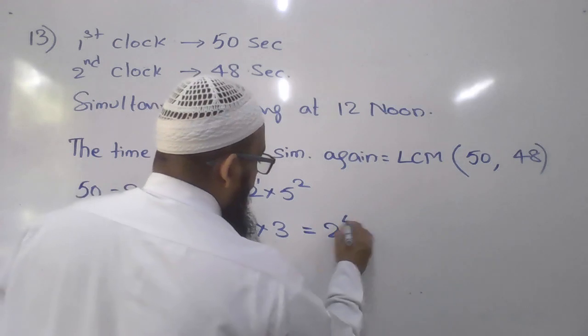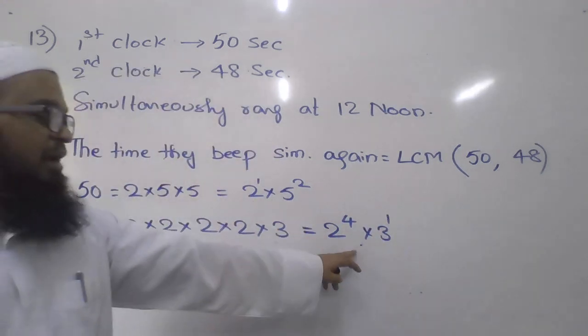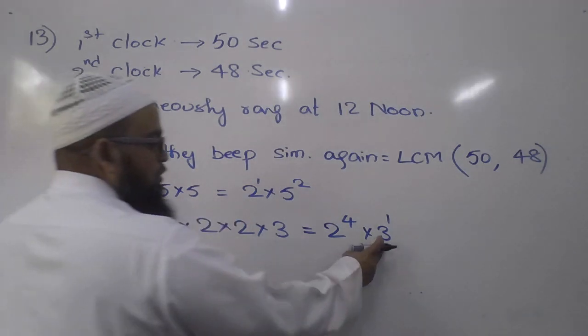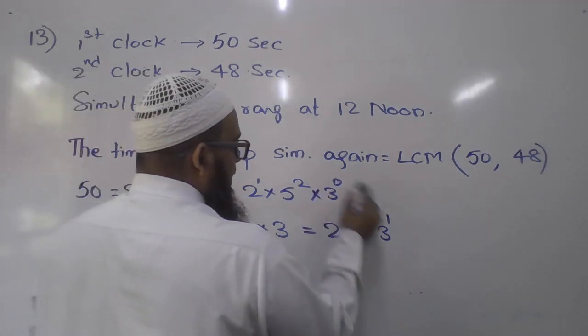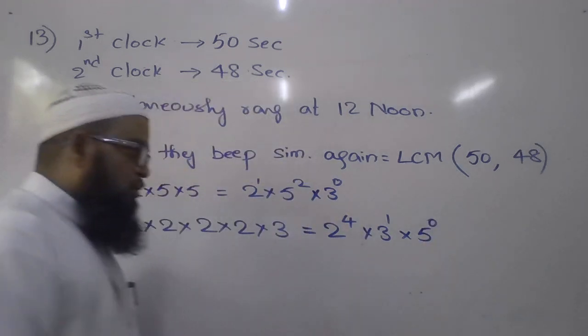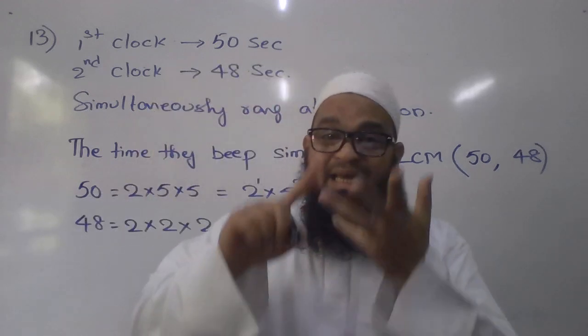2 to the power of 4 multiplied by 3 to the power of 1. And we can see in the prime factorization of these two, you have 3 over here and you don't have 3 there. And you have 5 square and you don't have 5 here. So let us write. Now, what is the concept of LCM?